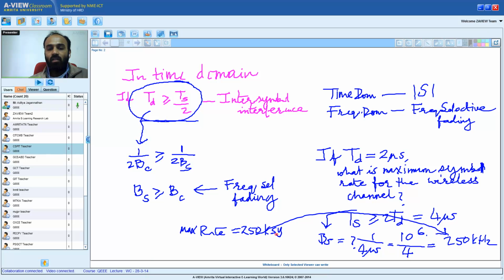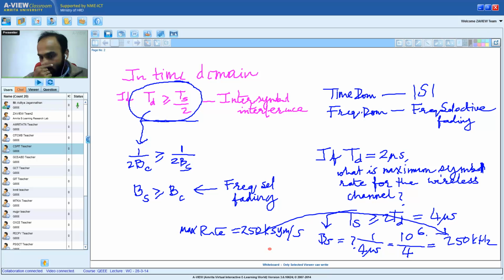So the bandwidth of the signal is 250 kilohertz, which implies the maximum rate equals 250 kilo symbols per second, right? What this is saying is very interesting. You have a maximum signal bandwidth of 250 kilohertz, and this is similar to what we calculated for the coherence bandwidth, no surprises there. And therefore 250 kilo symbols per second is the maximum rate at which you can transmit over the wireless channel.